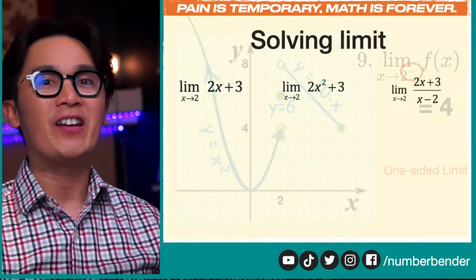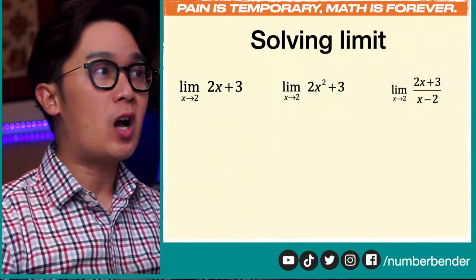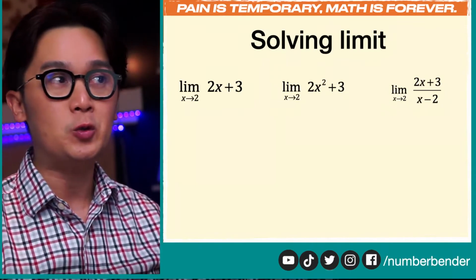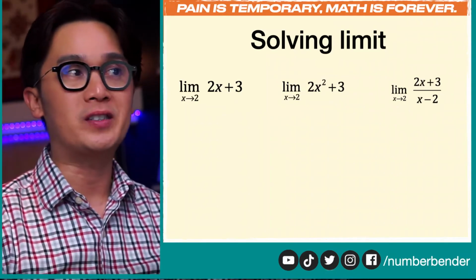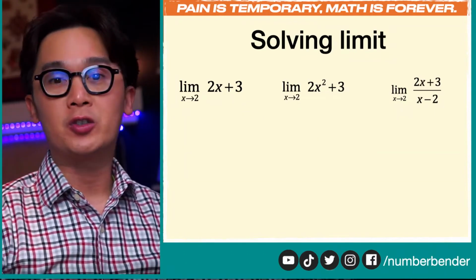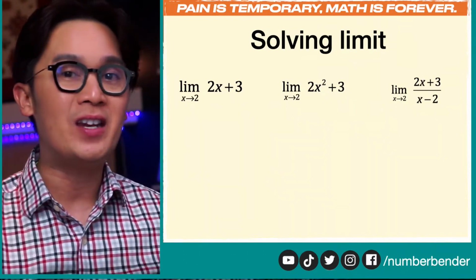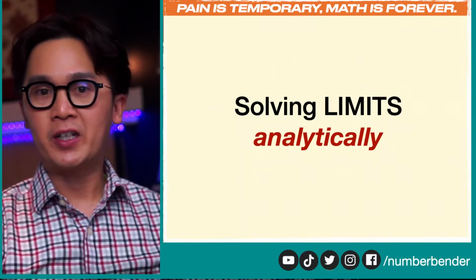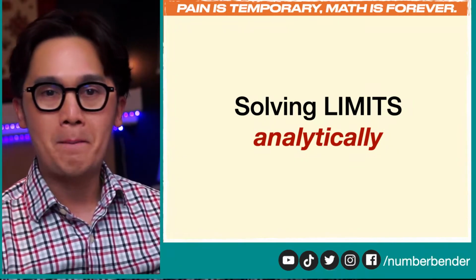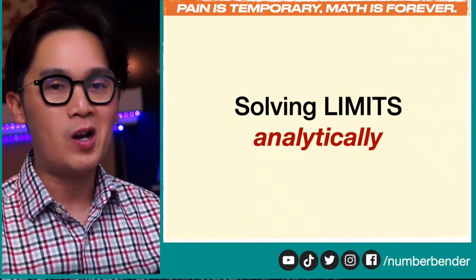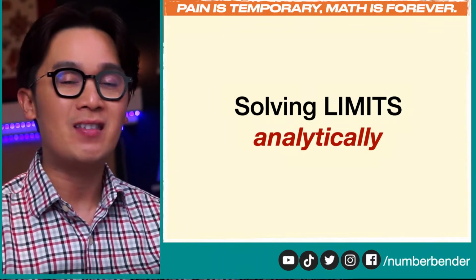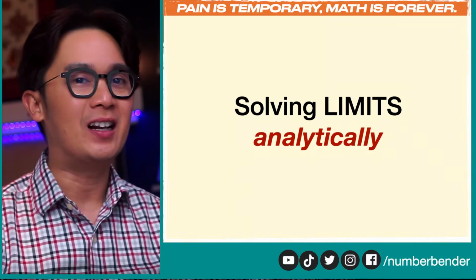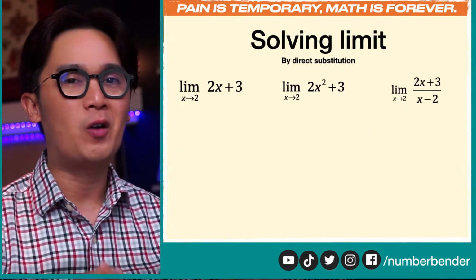So if we are seeing functions like this, solving for the limit of 2x plus 3 as x approaches 2, 2x cubed plus 3 as x approaches 2, and 2x plus 3 all over x minus 2 as x approaches 2, how are we going to solve them if we are not given a graph? Well, that's going to be a challenge because, as I've mentioned, it's always challenging to answer math problems, specifically calculus problems, if the graph of the function is not available to us and we still need to solve for the limit. So how are we going to do this?